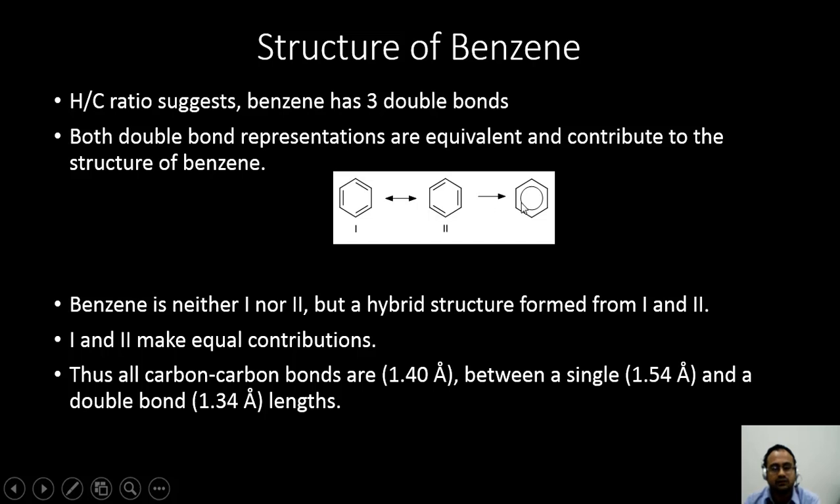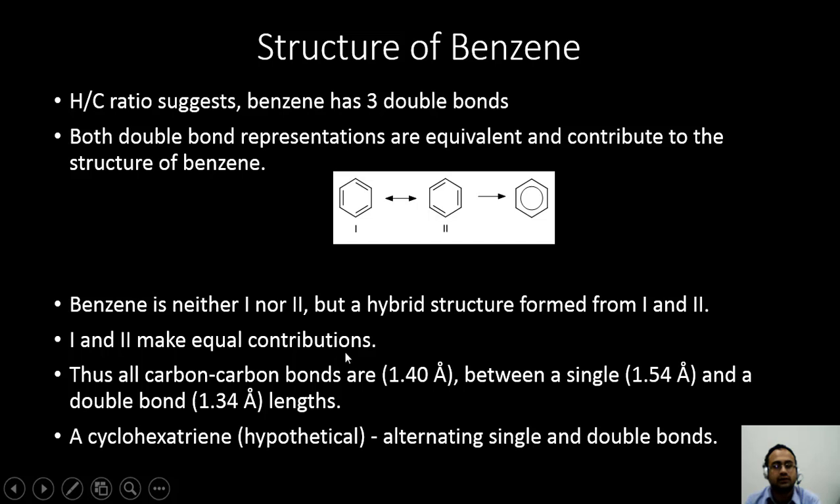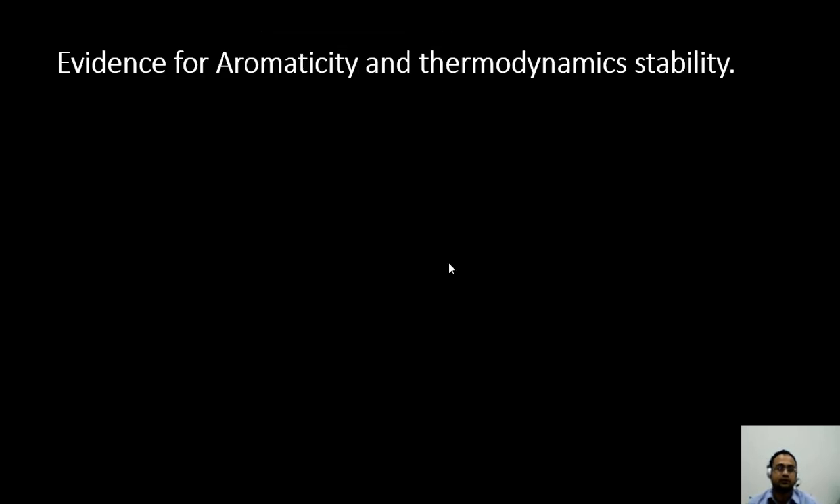Instead it has all carbon-carbon bond distances equal to 1.4 angstrom, which is in between a single and a double bond length. This is due to the presence of resonance in the ring, and a typical cyclohexatriene molecule does not exist, and therefore it is hypothetical, and such a hypothetical compound would have alternating single and double bonds between carbon atoms. So what is the evidence for aromaticity and thermodynamic stability of benzene?